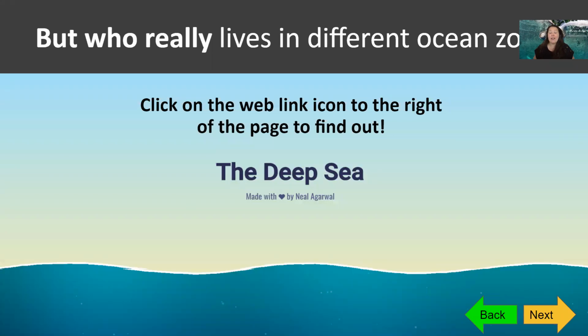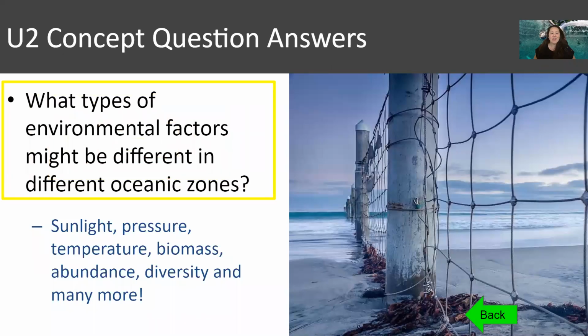So this is a great resource for you. Who really lives in the different ocean zones? You can click on the web link to the right of the page to find out. You can see all the way down to the ocean and see the different types of organisms that live there. So what types of environmental factors might be in the different oceanic zones? We've named a bunch, but they do include sunlight, pressure, temperature, biomass, abundance, diversity, and many more factors that we're going to explore in the future unit.